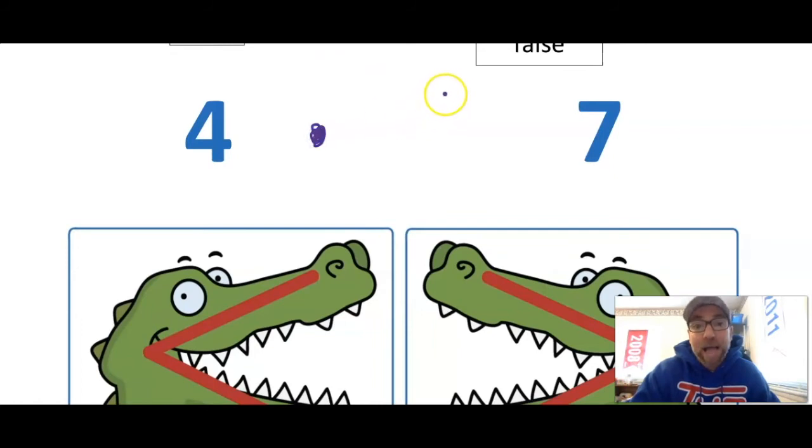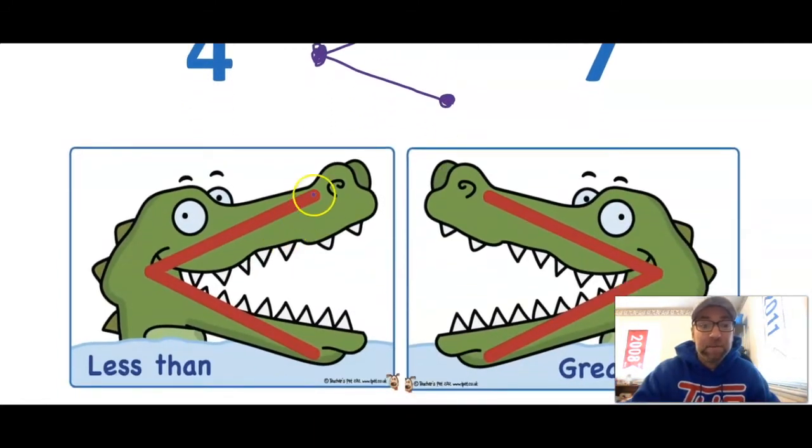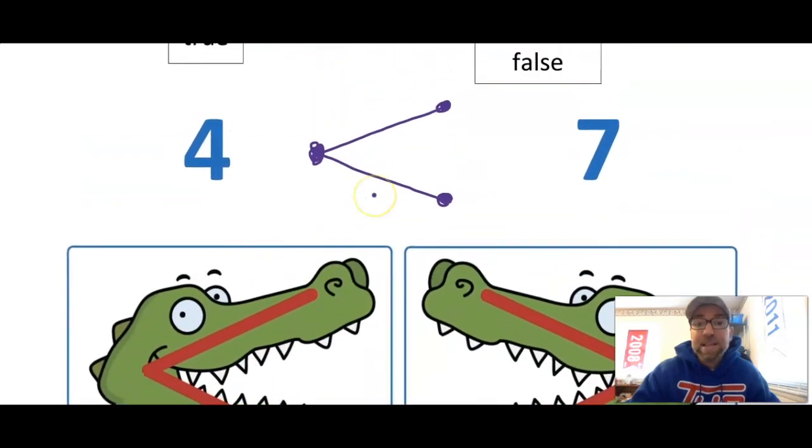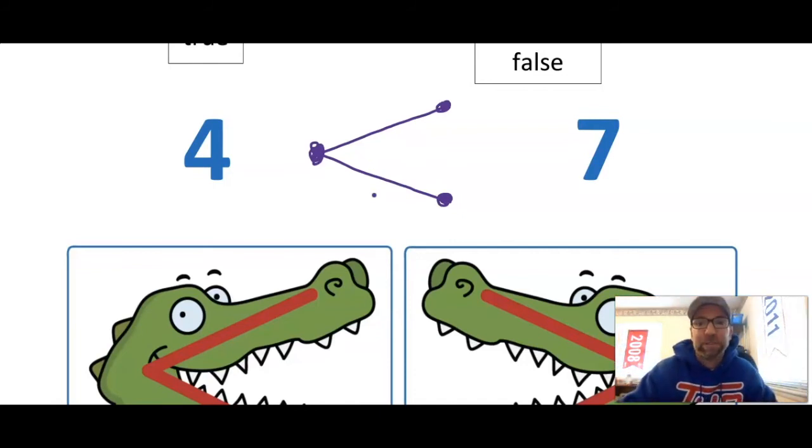And two dots are going to point to my bigger number, like that. And then I connect the dots to make my mouth. There it is. And that's the less than symbol. You can see it in my alligator. There it is. I can draw it without the actual alligator. But the alligator helps me to remember that the bigger number is where the mouth goes.